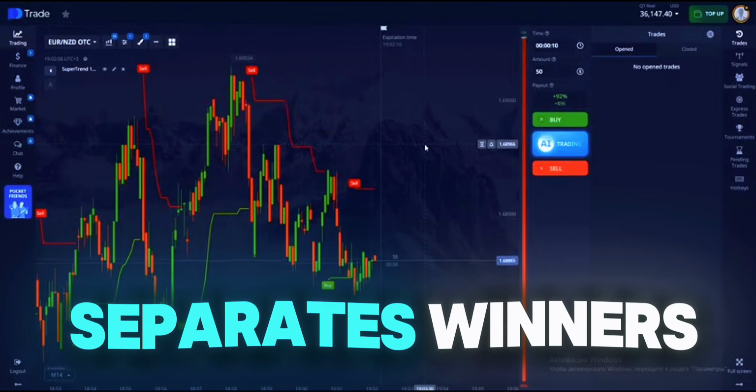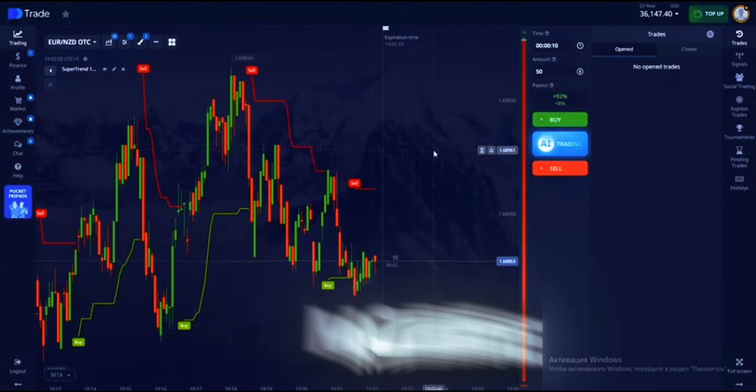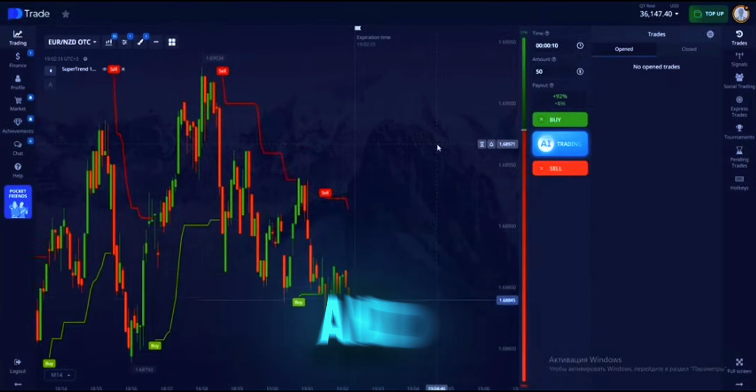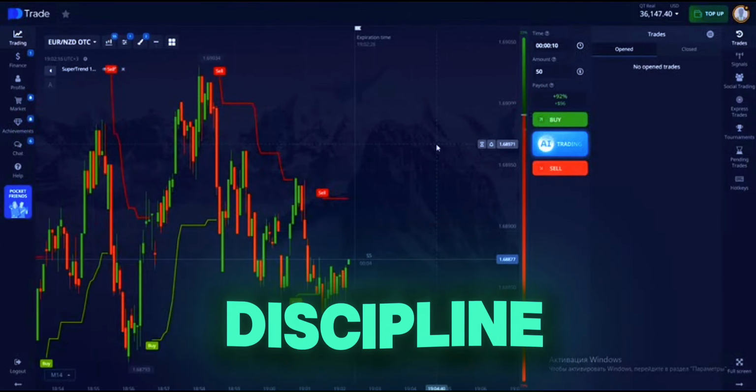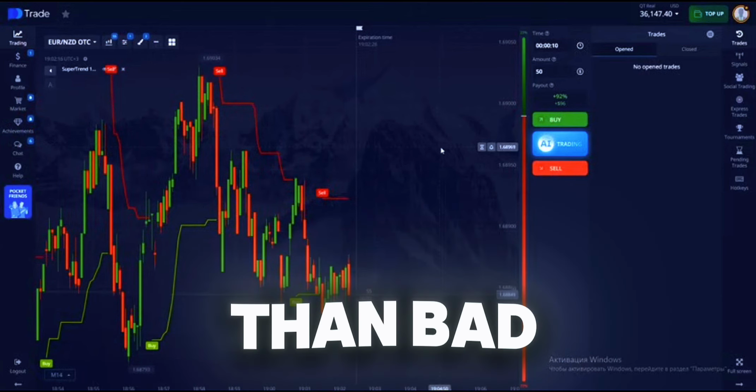Risk management separates winners from losers. Never risk more than 1% of your account per trade, and always set your profit target at least twice your risk. The 5-second time frame demands discipline because emotions will destroy you faster than bad signals.